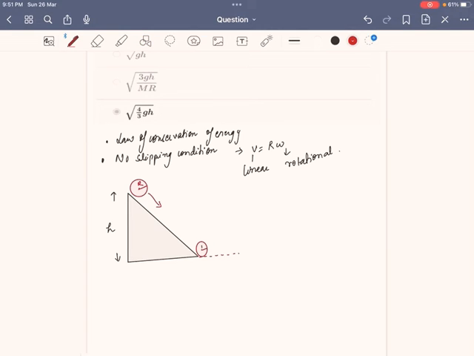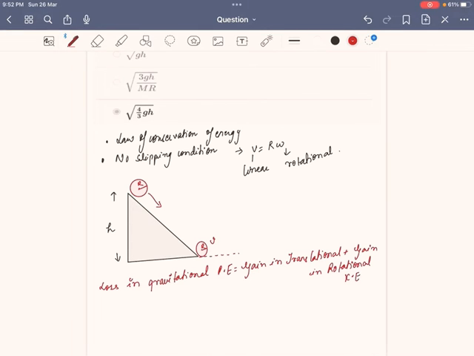So now when it has reached over here, the disk is no longer rotating, it's only translating. So we will be concerned only with the linear velocity. Now according to the law of conservation of energy, what is applied over here? That the loss in the gravitational potential energy is equal to the gain in translational kinetic energy plus the gain in rotational kinetic energy. Why is it said so?